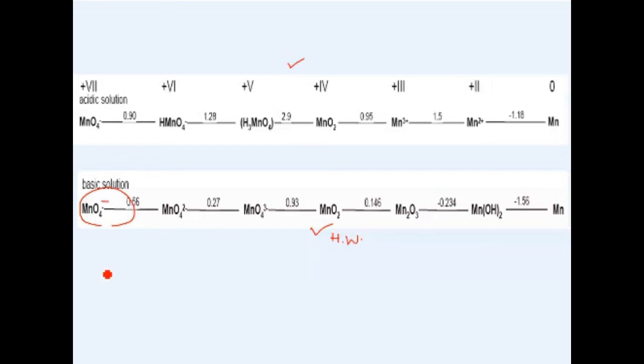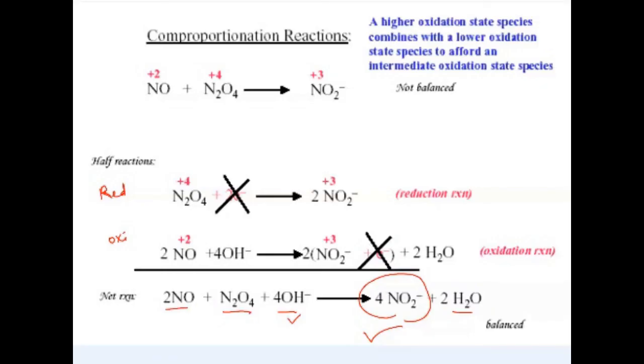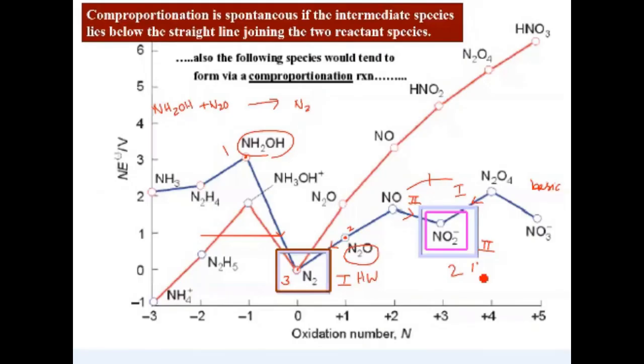I will share the slide. That time I will mention this is the third homework. First and second homework I already told. These two systems, the comproportionation systems, are homework 1 and homework 2. Okay, you have to calculate it.